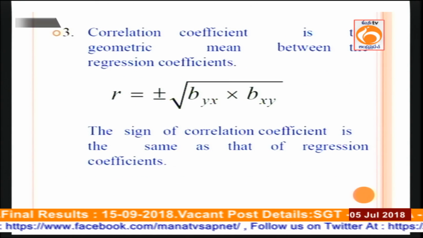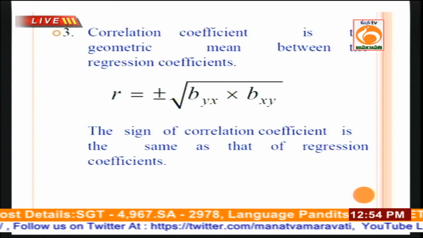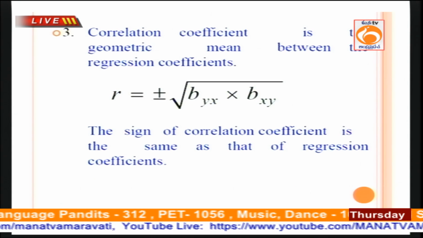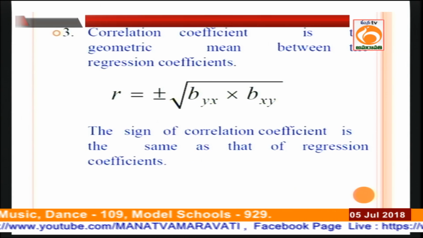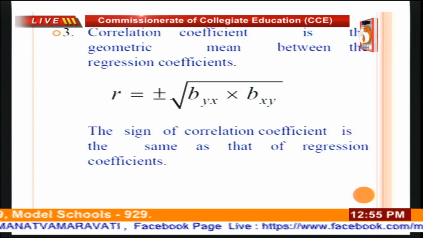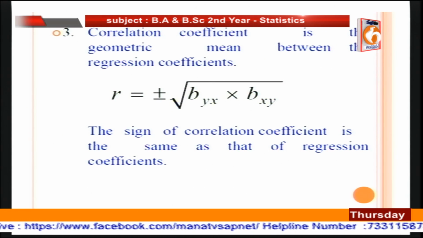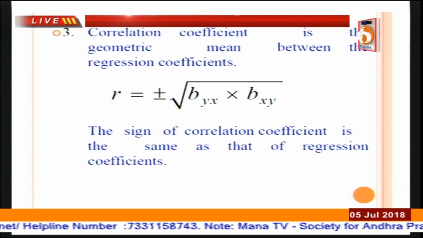The next property: the correlation coefficient is the geometric mean of the two regression coefficients. The geometric mean of two numbers a and b, where a and b are positive values, is the square root of a into b. Here a is b y on x and b is b x on y. So r is equal to plus or minus the square root of b y on x into b x on y.